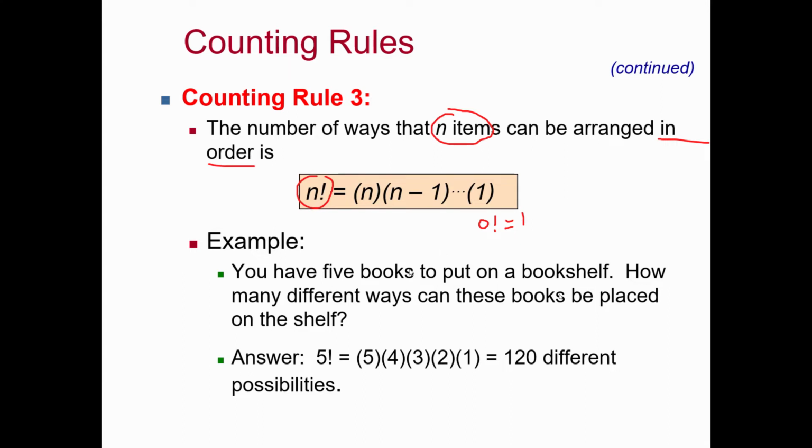Okay, so for example, if you have 5 books to put on a bookshelf, how many different ways can you place them? So the answer will be factorial 5. So factorial 5 means 5 multiplied by 5 minus 1, that is 4, multiplied by 5 minus 2, that is 3, then 2, then 1. So factorial 5 is 120.